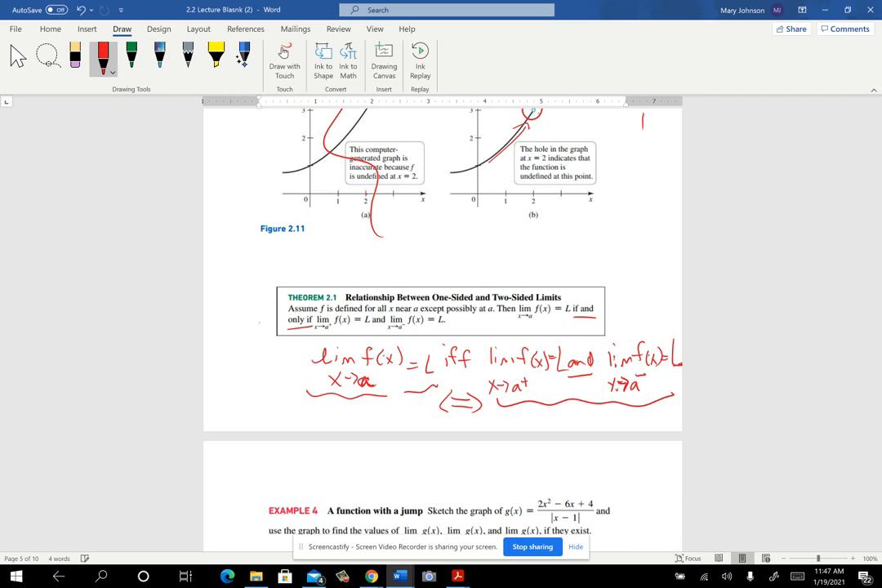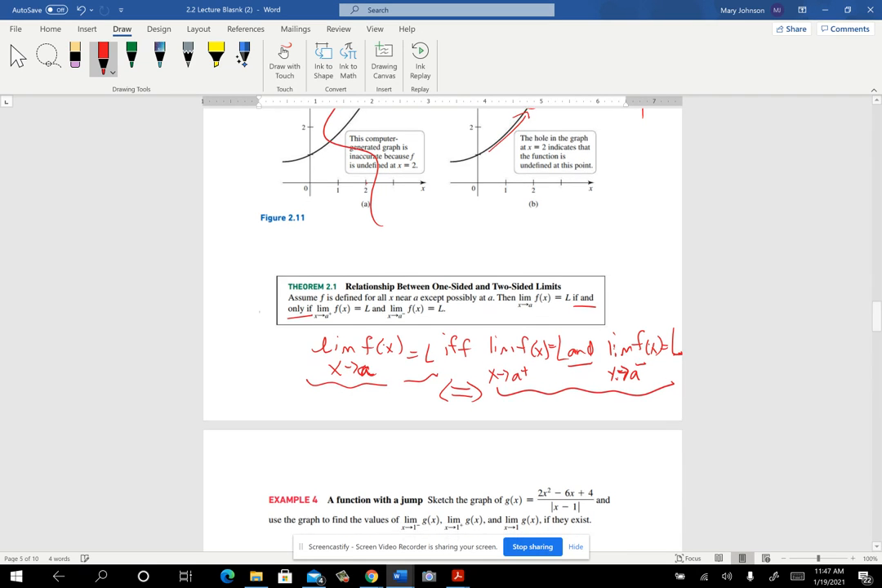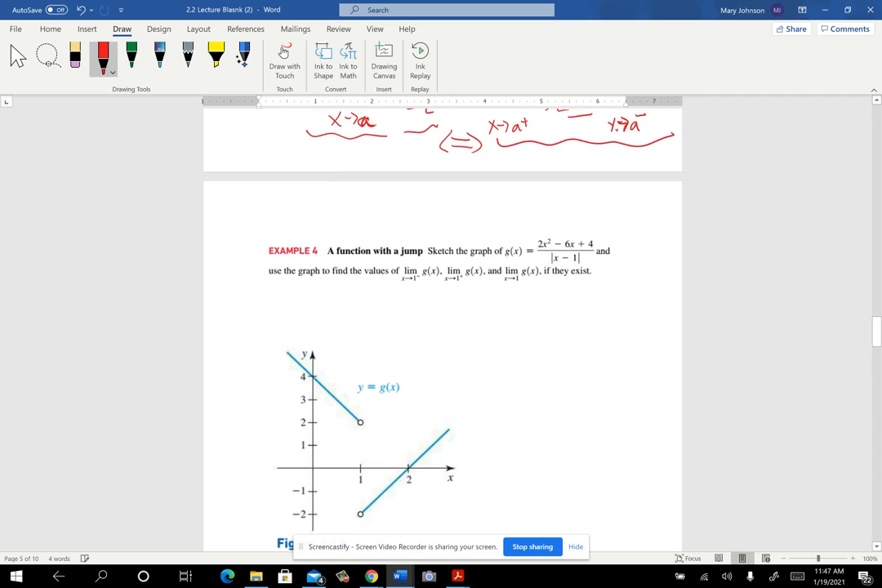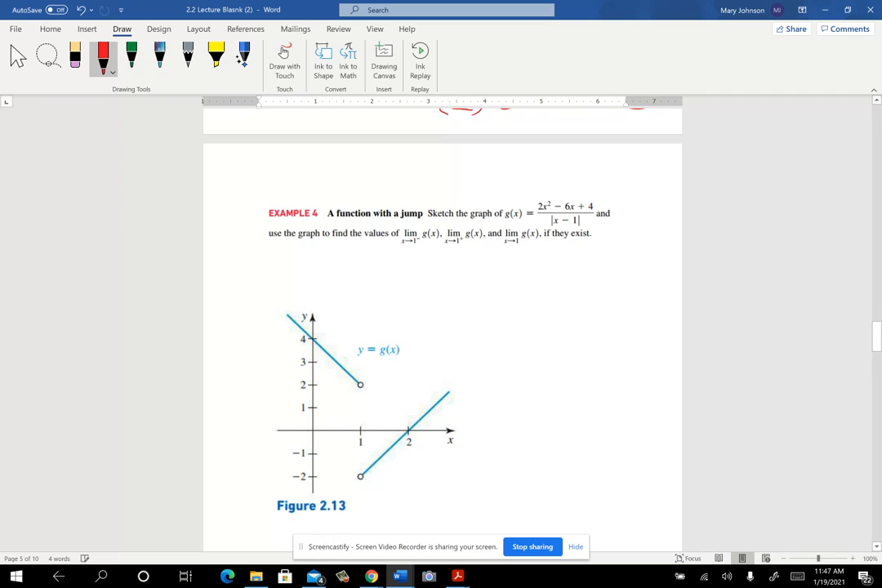Okay? So let's look at this problem. All right, so this example, the graph of it is kind of interesting, and I can kind of explain why a little bit. The reason this graph looks the way it does is that the numerator can be factored.